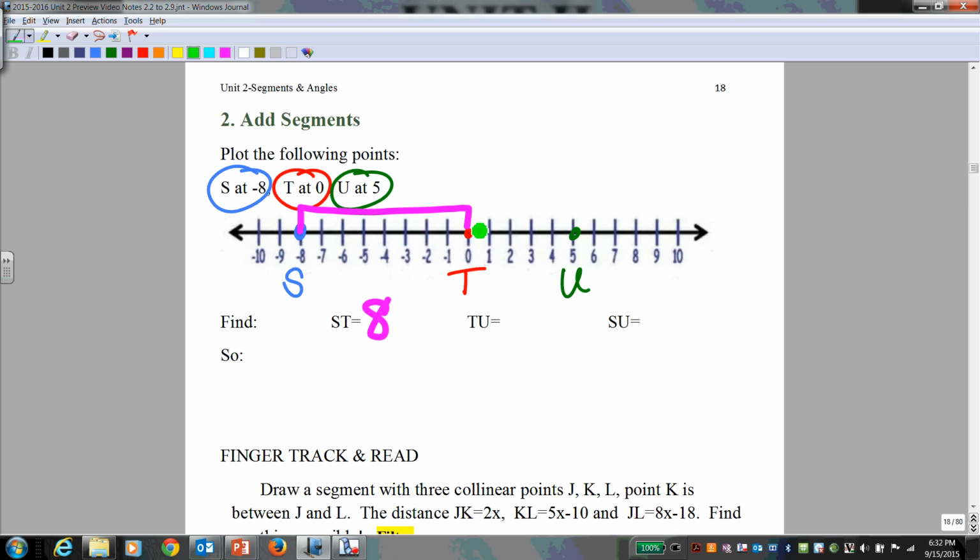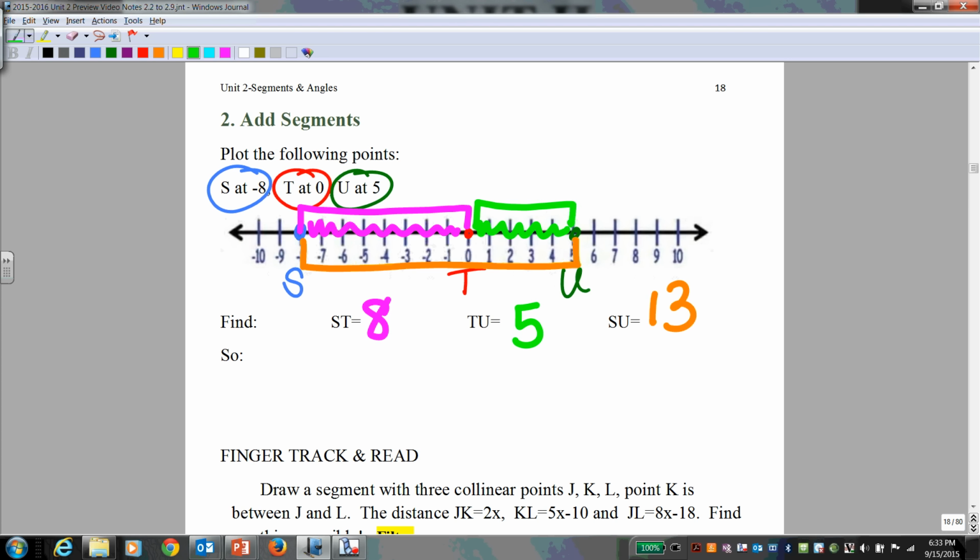Let's bracket T to U. Five units. Let's bracket S to U. That's going to be 13 units. So this is a real simple concept. Little segments add up to bigger segments.